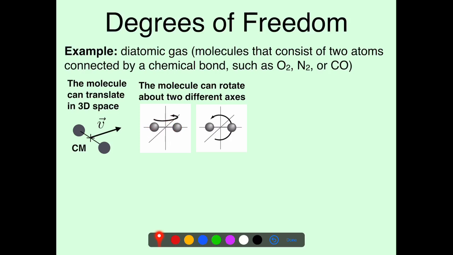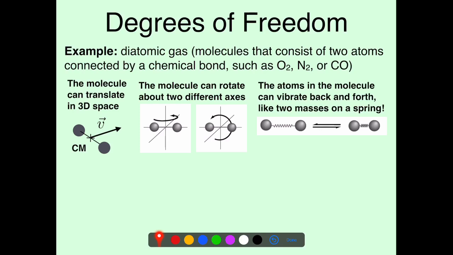Also, we can imagine it's rotating around this axis right here, which would look like spinning this way. So those are the two types of rotations that the molecule can have. And in addition to that, the molecule can vibrate. So the two atoms in the molecule don't have to just be some fixed distance apart. Instead, they can get closer together and then get further apart and then closer together and then further apart, vibrating back and forth.